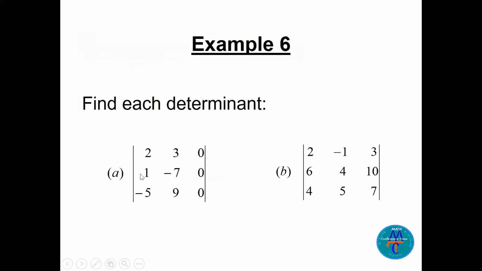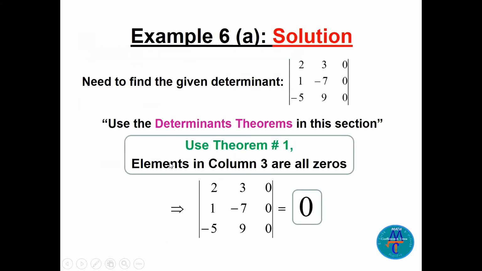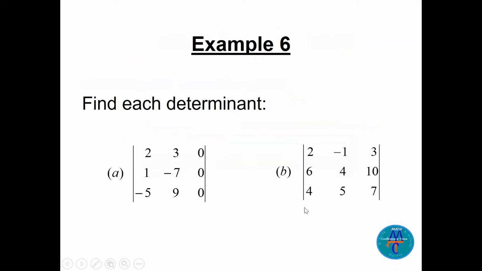2, 3, 0, 1, minus 7, 0, minus 5, 9, 0. That's so easy. Here the determinant is equal to 0 because we have theorem number 1. Okay, so this is theorem number 1. We have elements in column 3 that are all zeros. So directly, this is a 0. Now let's see number B, example 6B.